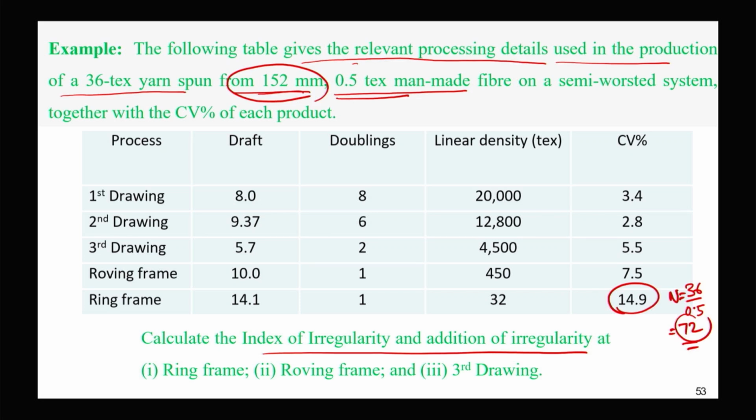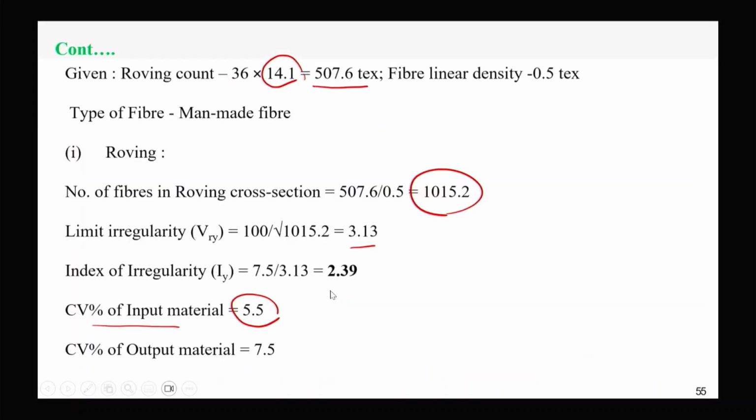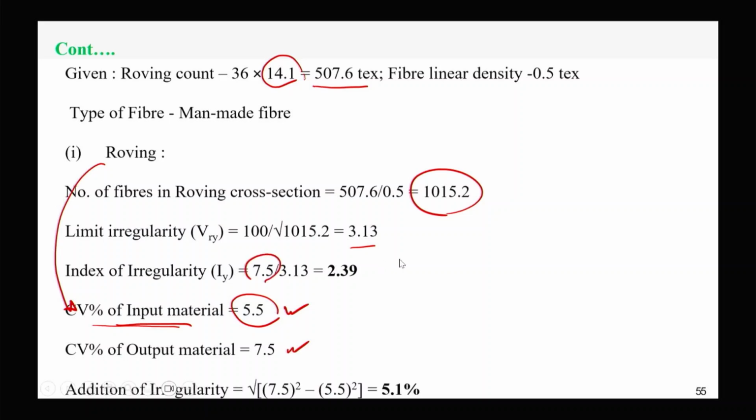The CV of third drawing is 5.5, you can see. So CV input means input in roving means the output in third draw is 5.5. So CV of output material is, we know that for roving it is 7.5. So we can calculate the addition at the roving using the standard relationship. So addition of irregularity at roving frame will be 5.1%.